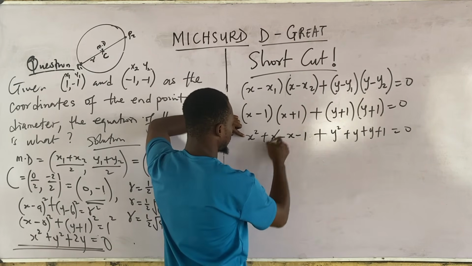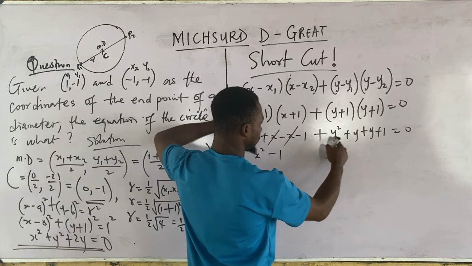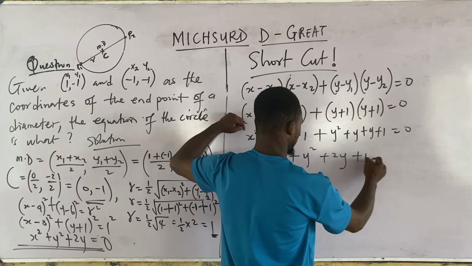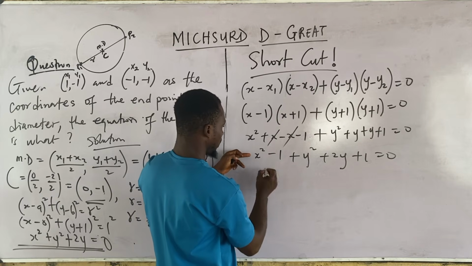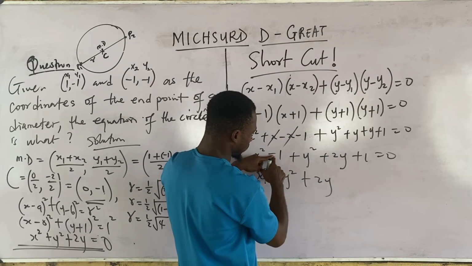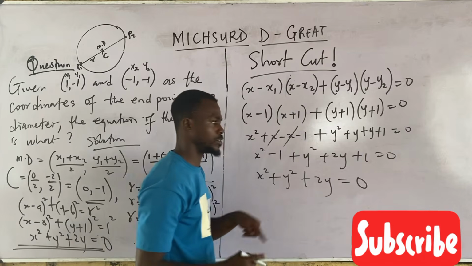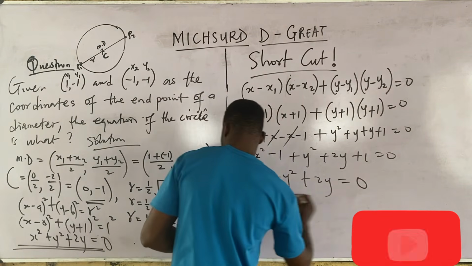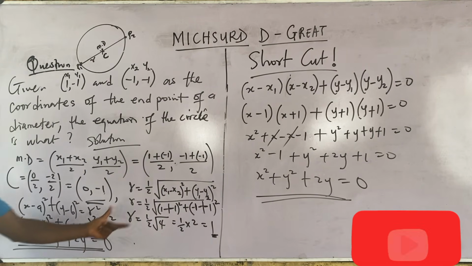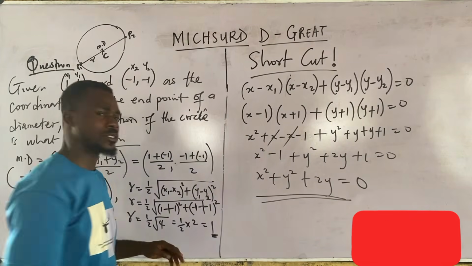So here, x will cancel out minus x, and we'll be left with x squared minus 1, and here will be plus y squared, and this will give us 2y plus 1 equal to 0. So we can see x squared plus y squared plus 2y minus 1 plus 1 is 0. So everything equal to what? To 0. So we have this. With this, you can see we are having the same results, but a different method. So this is a shortcut in solving this kind of problem.